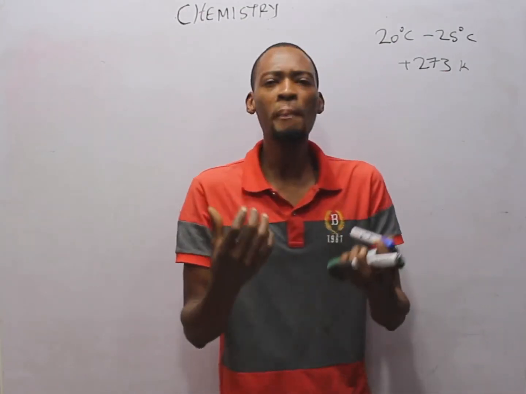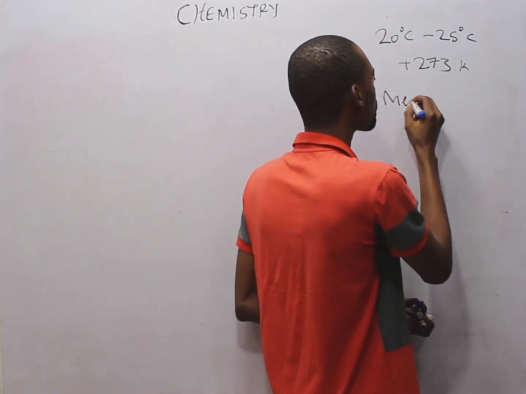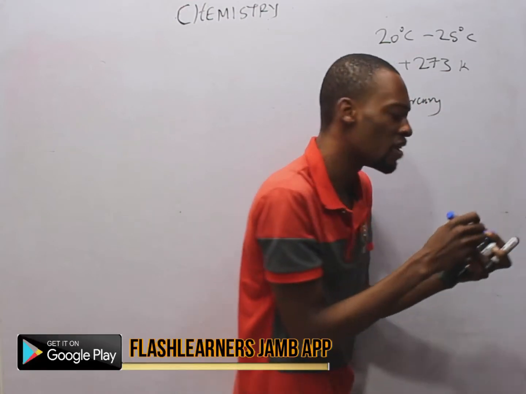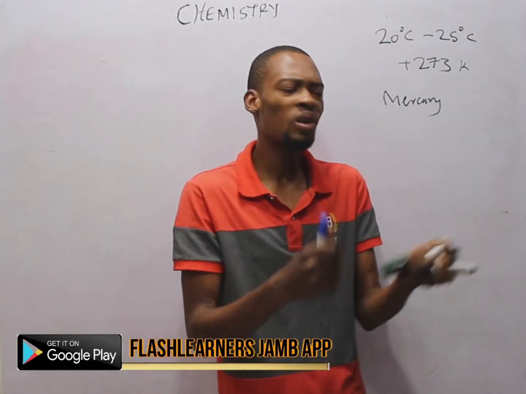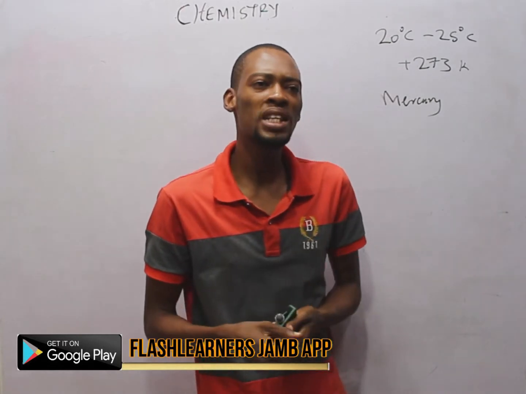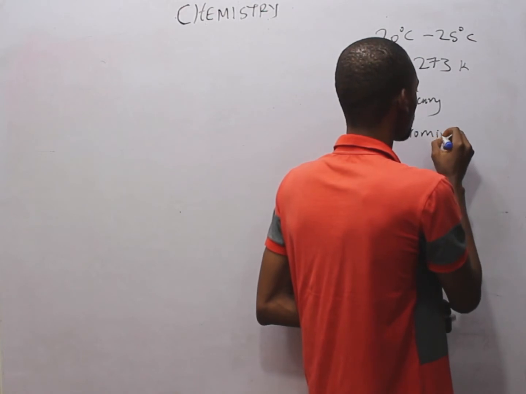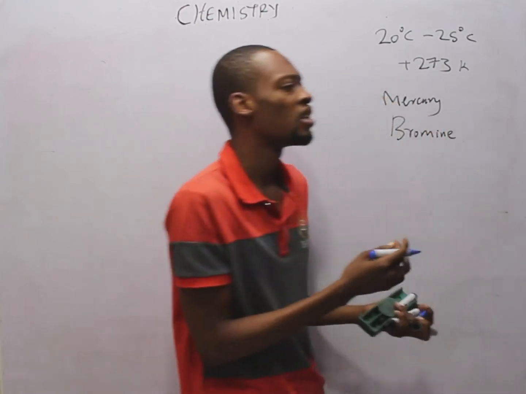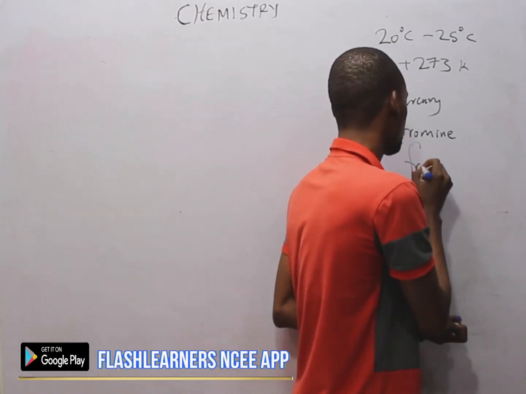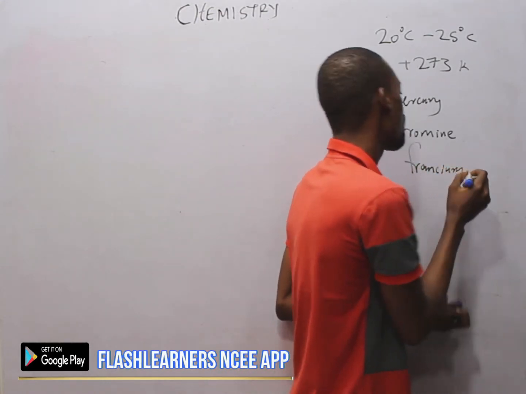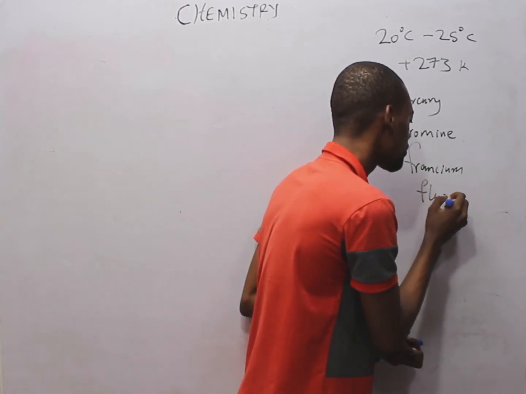And the only metal that is liquid at room temperature is mercury. The only non-metal that is liquid at room temperature is bromine. The most reactive metal is francium, the most reactive non-metal is fluorine.